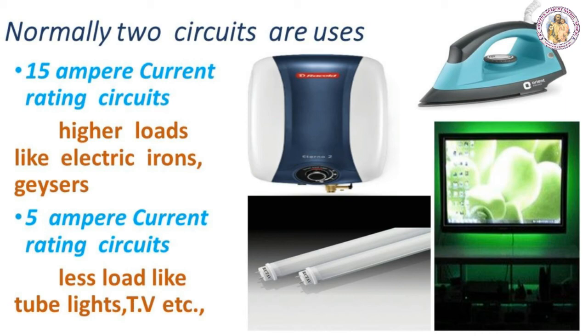5 ampere current rating circuits are used to run electric appliances with a lower power rating such as tube lights, bulb, TV, fans, etc.